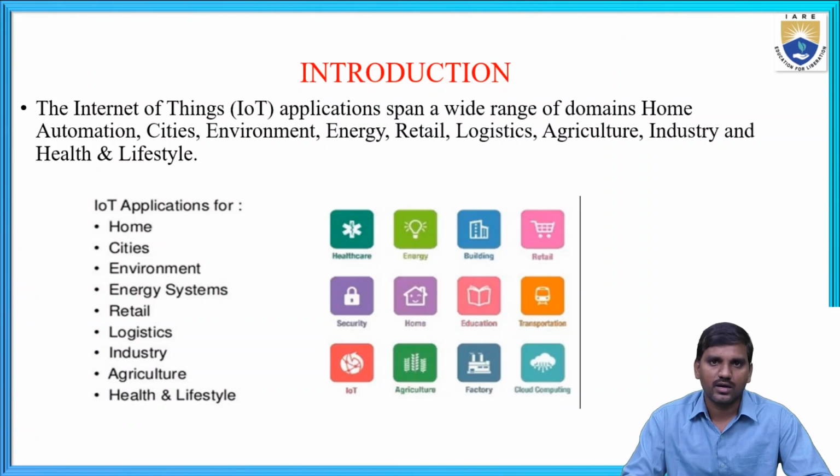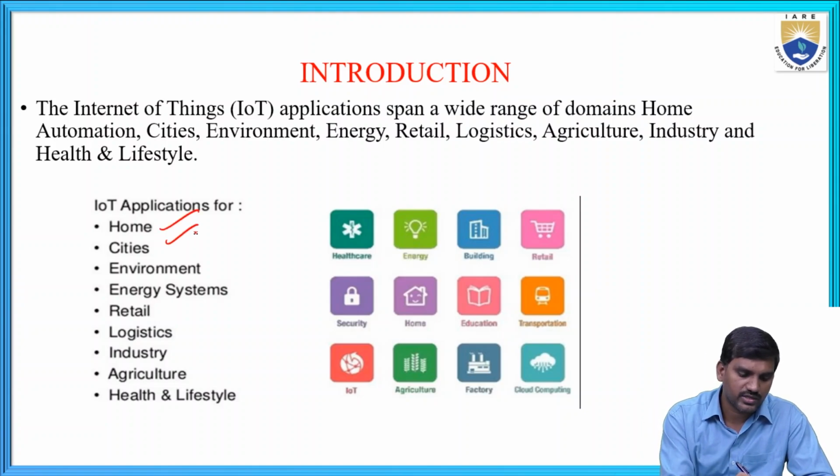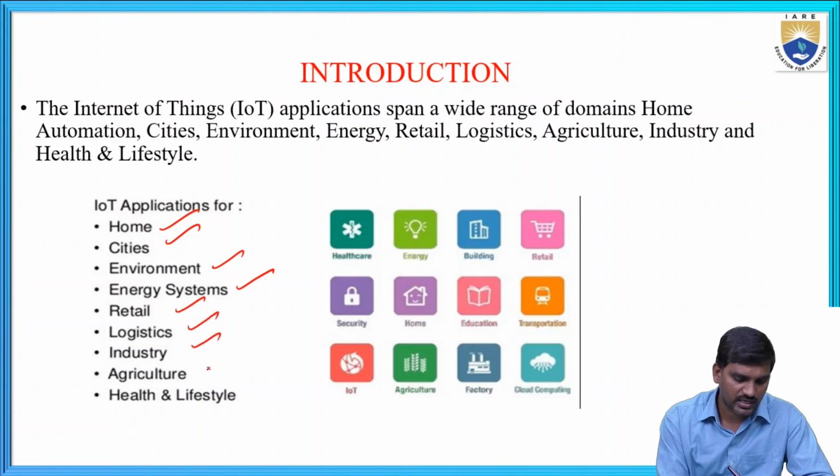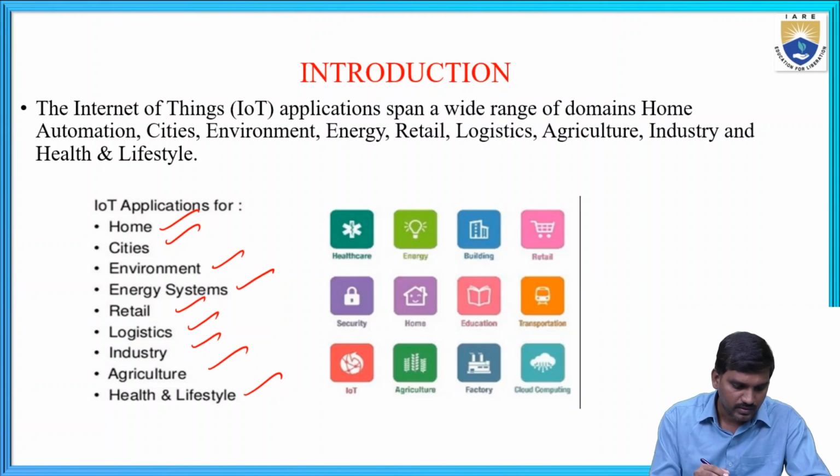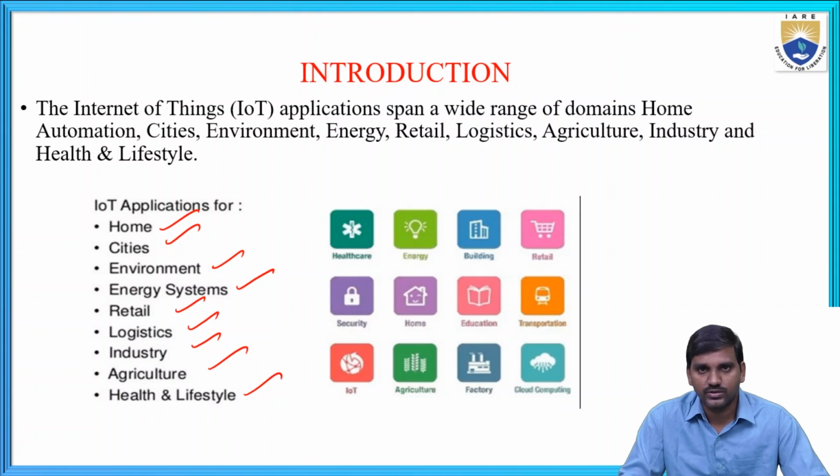This is the introduction to IoT domain specification. The applications include different domains like home automation, cities, environment, energy system, retail system, logistics, industry, agriculture, and health and lifestyle. These are the different IoT applications under different domains. So we have 1, 2, 3, 4, 5, 6, 7, 8, and 9 domains.